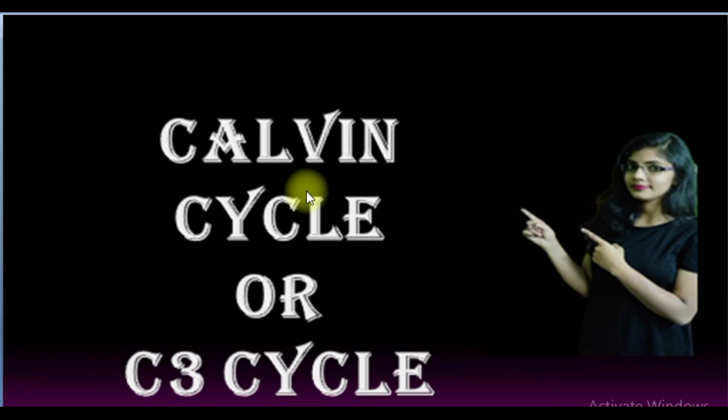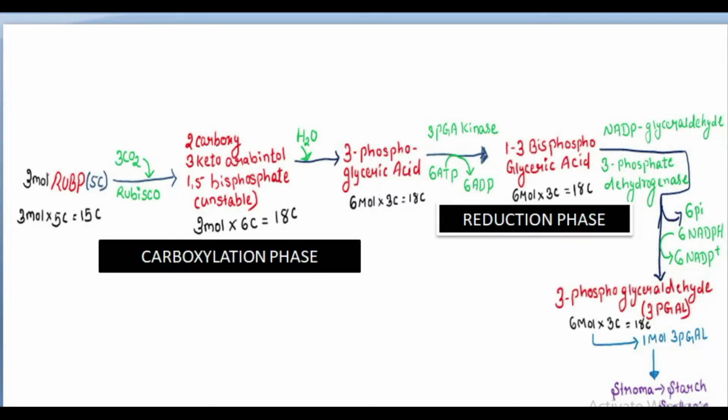In this video, we are going to discuss the Calvin cycle or C3 cycle. Before discussing the Calvin cycle or C3 cycle, we have to know why this name has been given. This name has been given because the first stable product formed in this cycle was a 3 carbon containing compound. That is the reason it is known as C3 cycle, and the scientist who gave this cycle was Calvin. That is the reason it is also known as Calvin cycle.